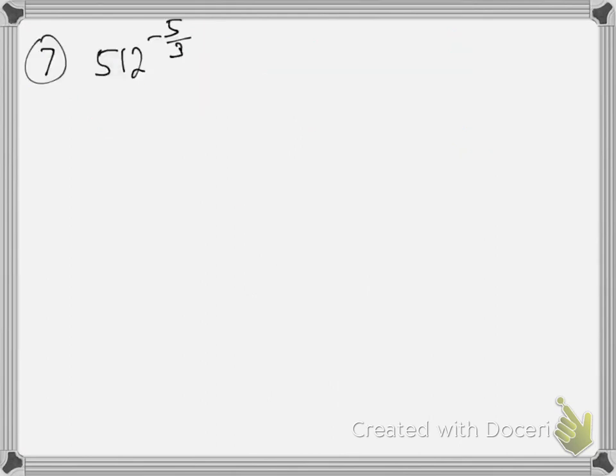Okay, so number 7, 512 to the minus 5/3 power. How are we going to do it? Well, first off, we got a couple things here. Negative powers, negative makes it go to the bottom. Remember, negative, they're unhappy where they're at. They want to jump to the other side. Then they become positive. See what happened there with the power?